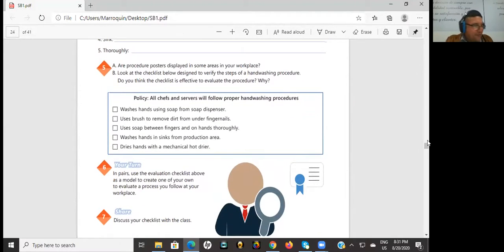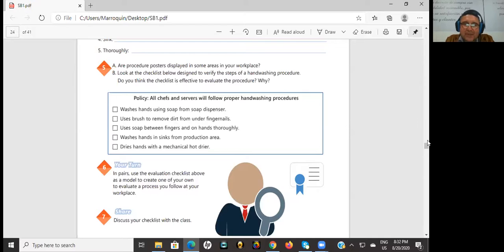Okay, page 24. Do you see part 5? Yes, teacher. Okay. May I have a volunteer to read part 5, please? Are procedure posters displayed in some areas of your workplace? That's letter A. And letter B, look at the checklist below designed to verify the steps of hand washing procedures. Do you think the checklist is effective to evaluate the procedures and why? All right, good. Thank you, Samuel. You will answer yes or no, and then you will discuss the other question.